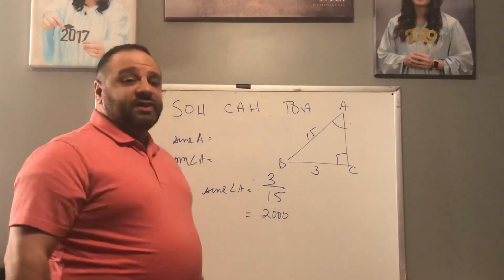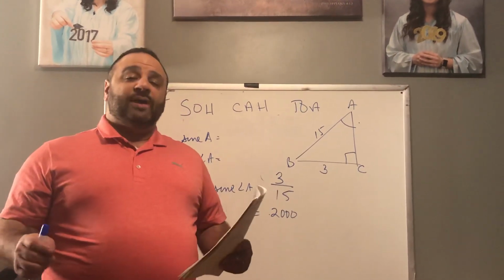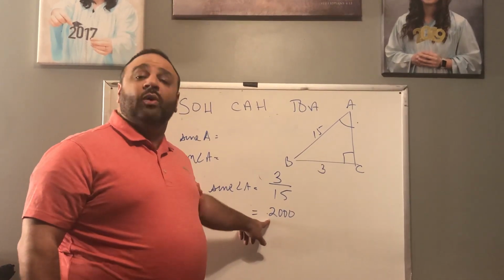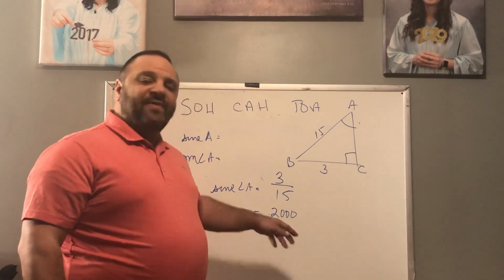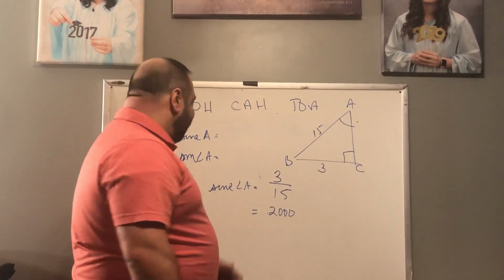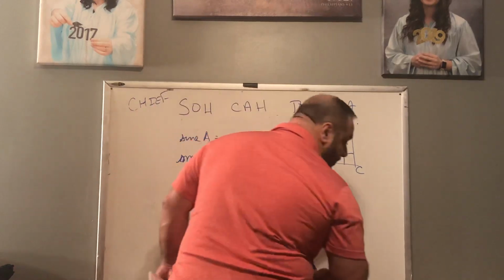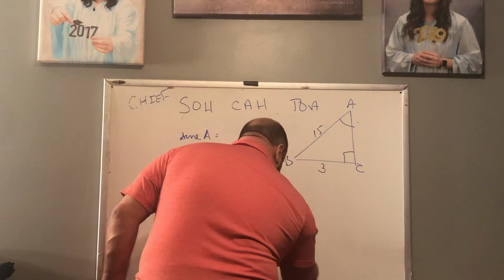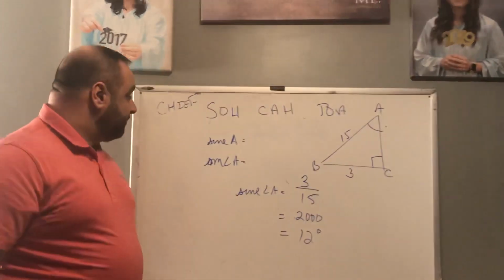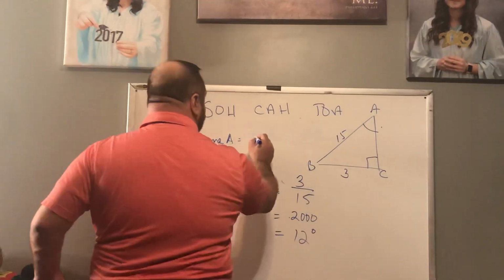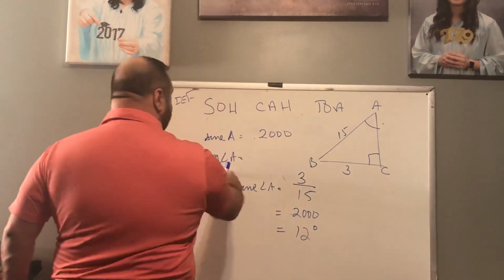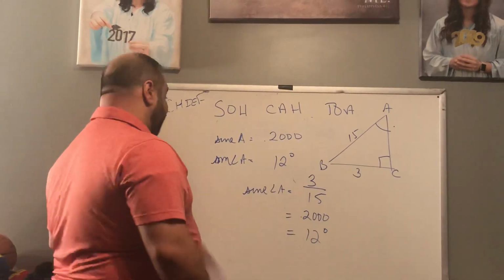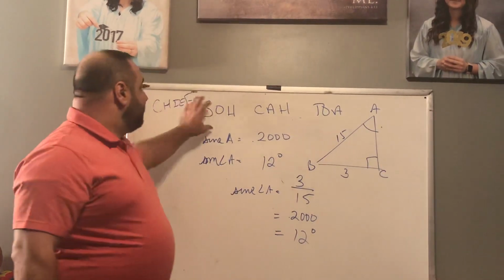3 divided by 15 would be 0.2000. Now simply open your table, go to your sine column, look for 0.2000 or the number closest to that, and then go to the left-hand side, and you will have the measure of angle A, approximately 12 degrees. So the sine of A would be 0.2000, and the measure of angle A would be approximately 12 degrees. That's how you find the sine.